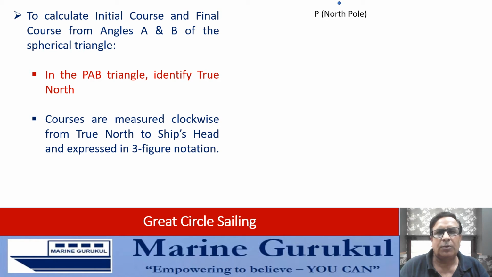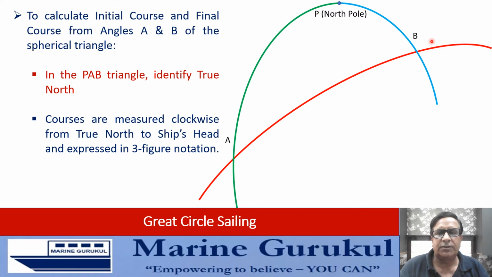We have the North Pole out there on the screen. We have position A out here. We have position B coming in here. These are the meridians of A and B. And then we have the GC track between A and B. In this, A is the departure position, B is the destination position.